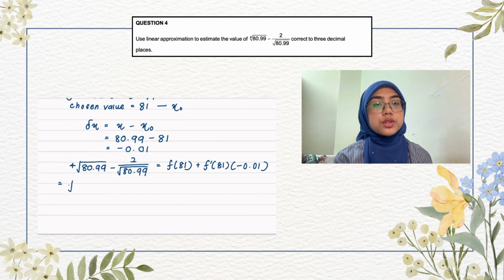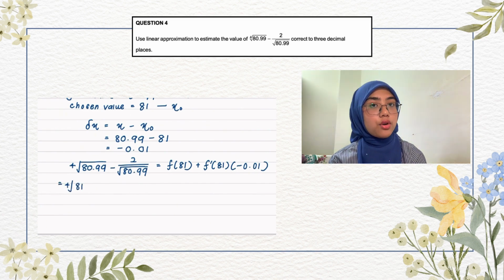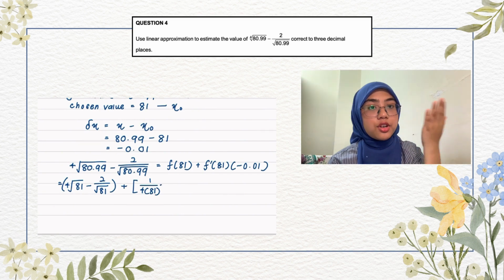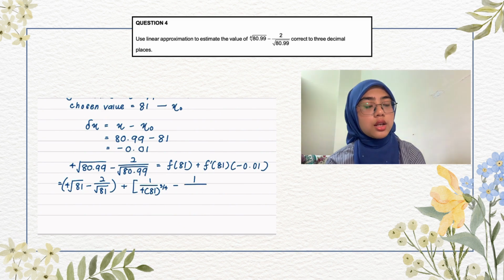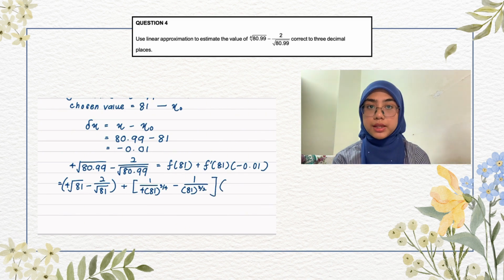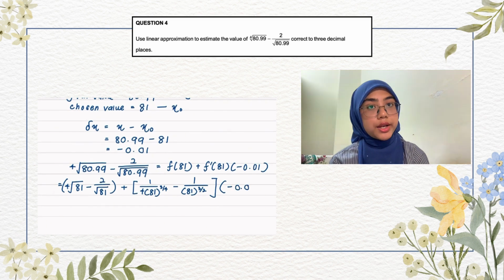Now we are going to proceed with the formula, which is the fourth root of 81 minus 2 over square root of x, which is square root of 81, plus 1 over 4x, which is the second derivative that we have got, 1 over 4 multiplied by 81 to the power of 3 over 4 minus 1 over 81 to the power of 3 over 2. And we are going to multiply it with negative 0.01.